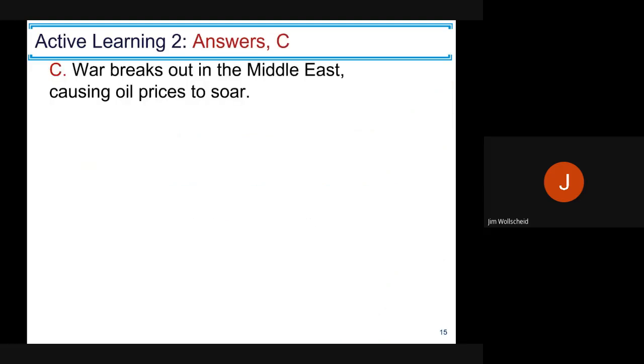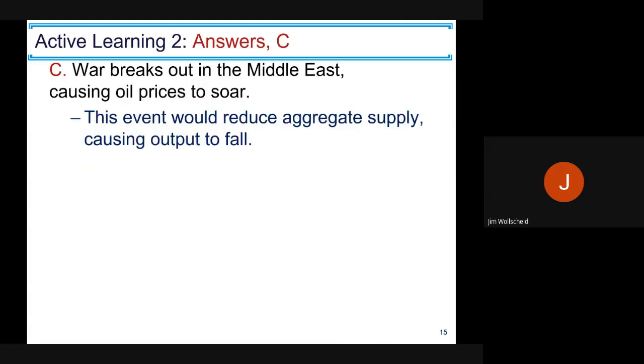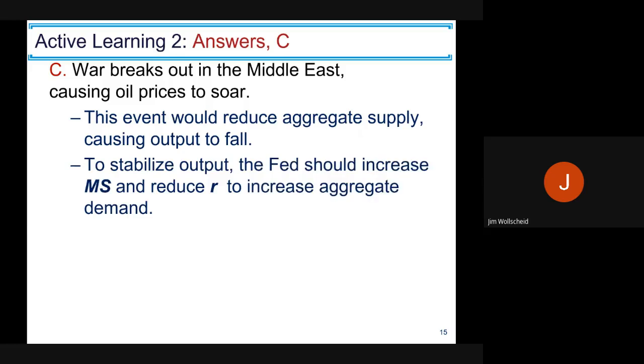Now, finally, C. War breaks out in the Middle East, causing oil prices to soar. What happens here is something unique. The short run aggregate supply curve moves, and it moves to the left. And so what happens here is actually kind of weird. The Fed's left with two choices. So MS, MD.